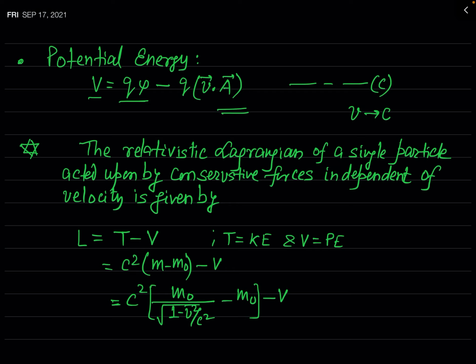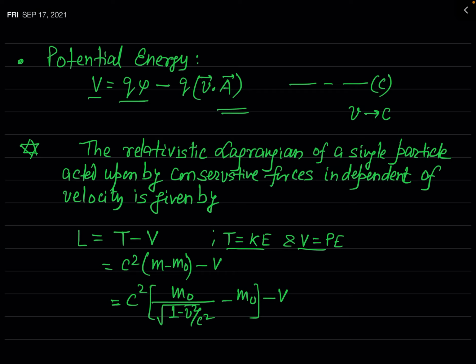So first of all, we consider a single particle, and we also consider that only conservative forces act on this single particle. In this condition, you know how the Lagrangian is defined for the particle. The basic definition of the Lagrangian, you know, is T minus V, where T is the kinetic energy of the particle and V is the potential energy.